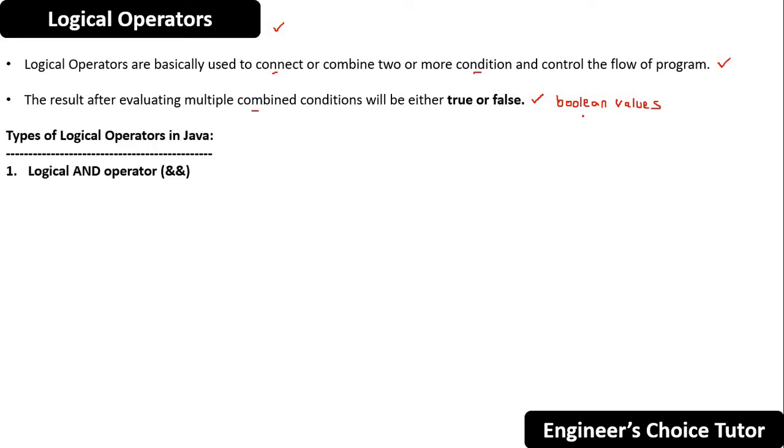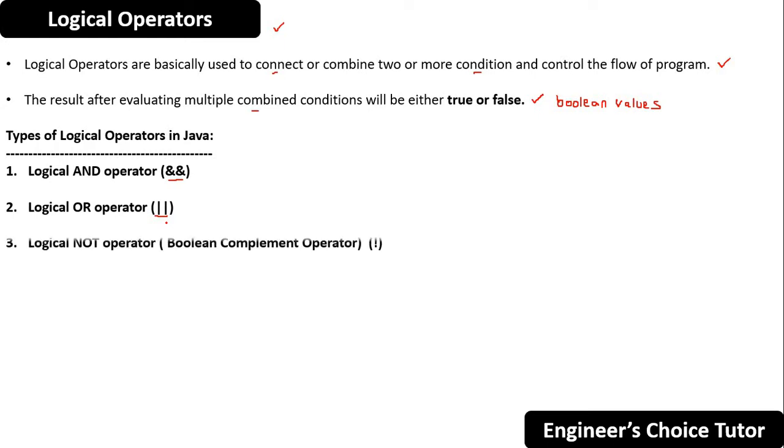Basically, we have these three: the logical AND operator, which is the double AND sign. Then we have the logical OR operator, two pipes, right? Then we have the logical NOT operator, also called the Boolean complement operator. That is this exclamation mark, right? So these three are the logical operators in Java.